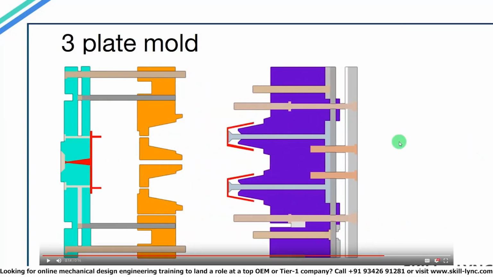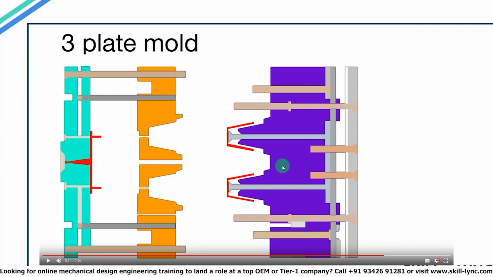The first thing to note is that there are 3 plates in the 3-plate mold, as the name suggests. The first plate which you see on the left is fixed and contains the sprue. The second plate, represented in the orange color, contains all the runners and the cavity. So in this case we see that the cavity plate is also moving, whereas in the 2-plate mold the cavity region was fixed. The third plate contains the core and the ejection system. So this part is the same as the moving plate of the 2-plate mold.